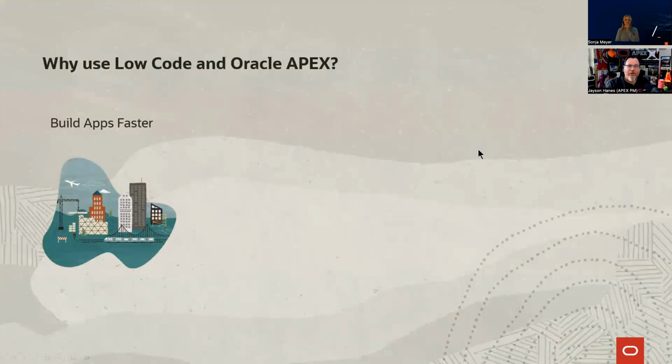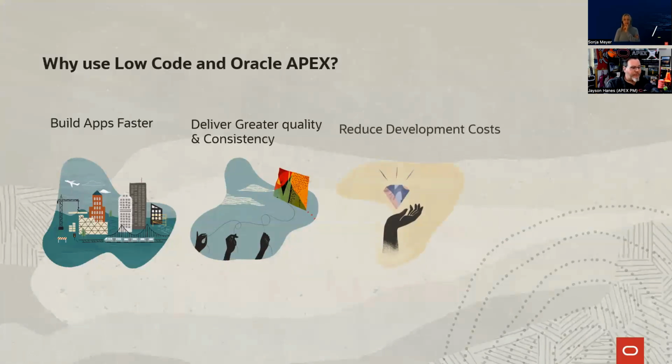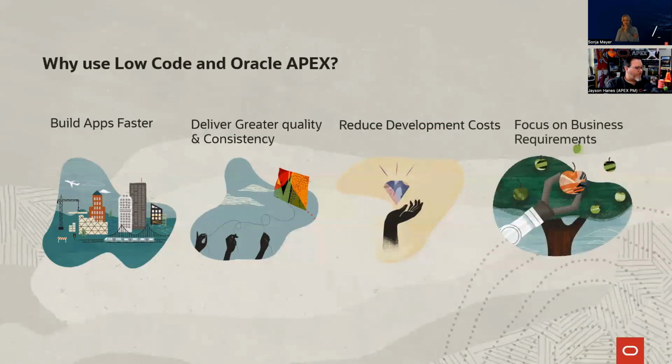But why use low code in Oracle Apex overall? Because as you just saw, we are able to build apps faster. You can deliver that greater quality and consistency for every app. And you can also reduce the development costs and focus on business requirements.